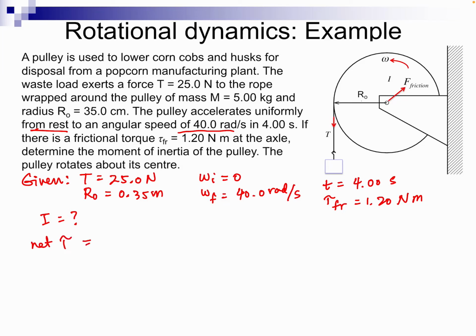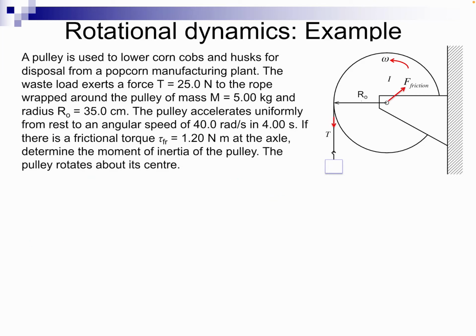So the net torque will be equal to the moment of inertia times the angular acceleration, right? Newton's second law of motion for rotation. So for us to find the moment of inertia, we need to find two things. We need to find the net torque and we need to find the angular acceleration, right? Okay, so let's find the net torque first. Maybe I'll just use a new page. So find the net torque.